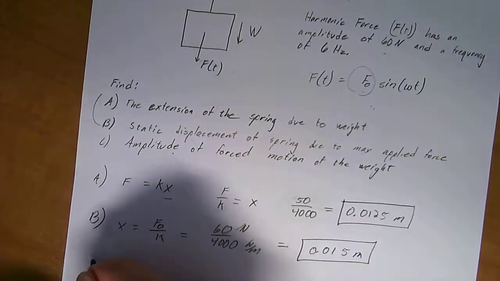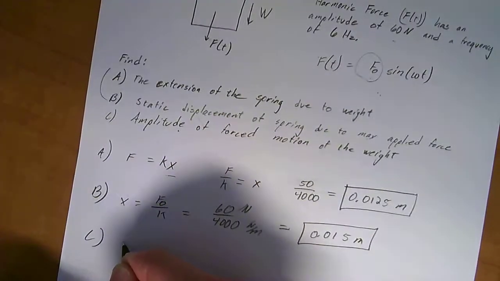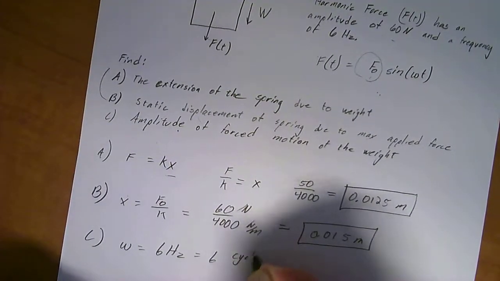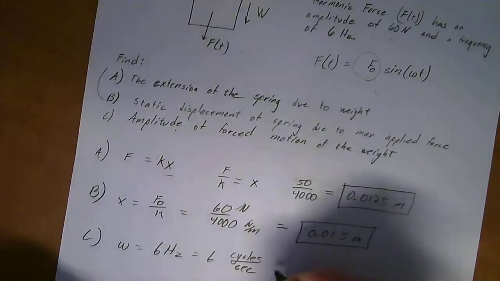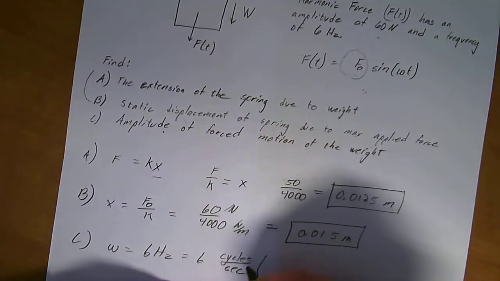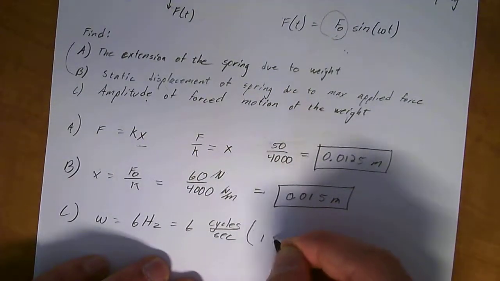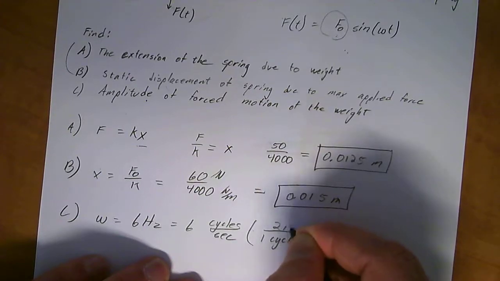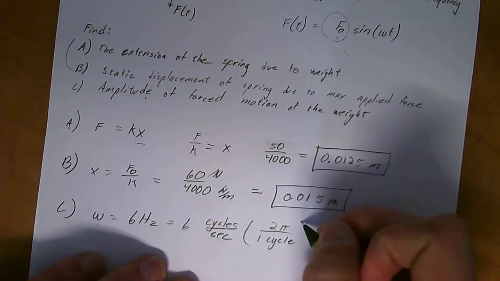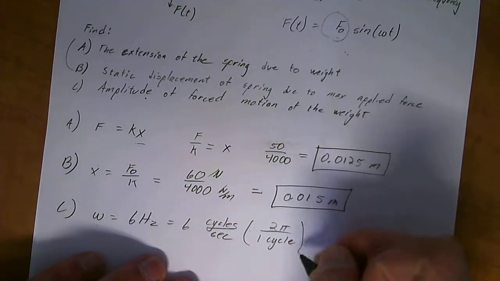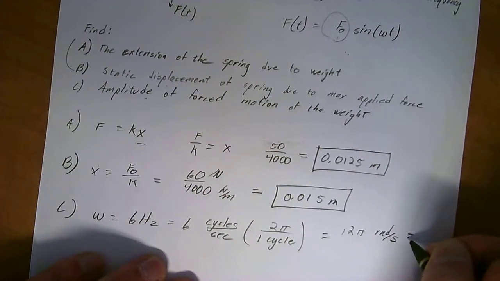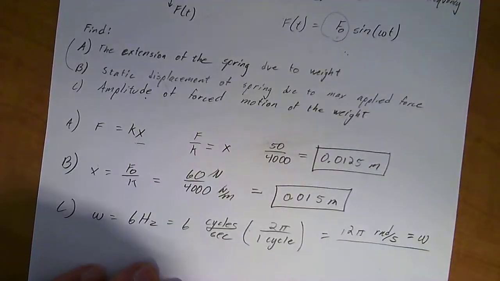So finding the amplitude for the forced motion of the weight, we're going to use just 2 or 3 equations that hopefully you've been introduced to. We have omega. We know omega is equal to 6 hertz, which is equal to 6 cycles per second, which we need to do a conversion on, because we don't want cycles, we want radians per second. Well, one cycle is equal to 2 pi, because one cycle is a full circle around the period of the harmonic function. So you do 6 times 2 pi and you'll end up with 12 pi radians per second as equal to omega.